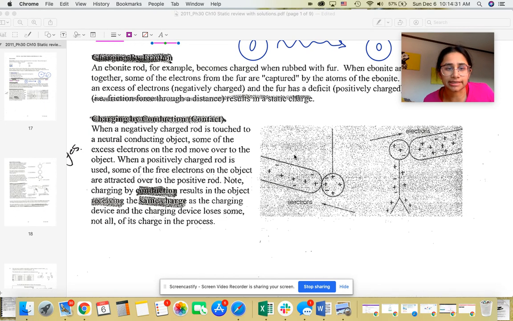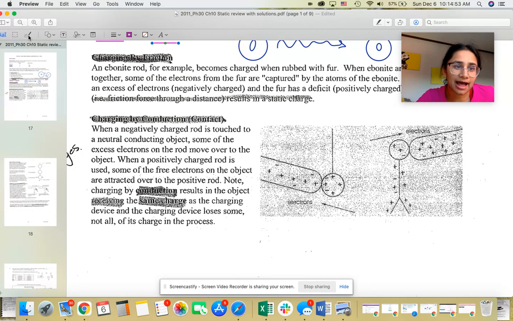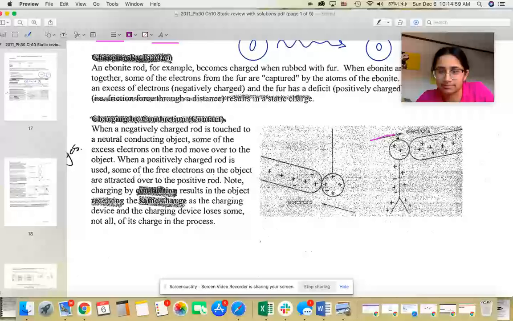So let's say, for example, a negatively charged rod, let's say it's this one again, is touched to a neutral conducting object, a metal sphere for example. Some of the excess electrons are going to move over to that sphere. Like it shows in the diagram, when it's touched, there's going to be a movement of electrons.